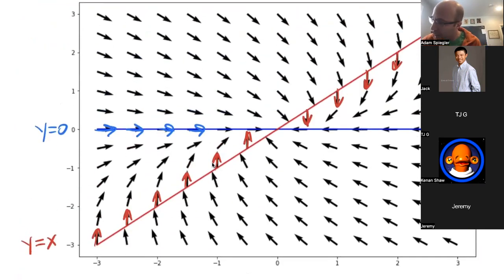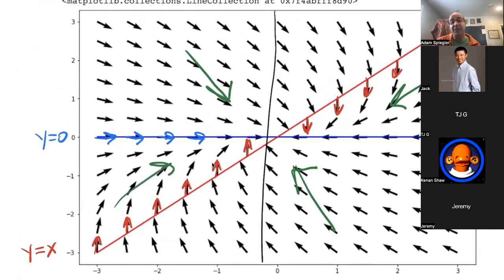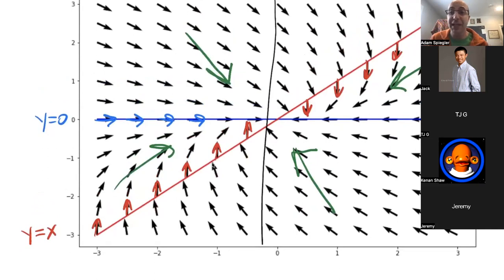And this was what we more or less had over here. And so here again, you can see we have these 4 regions. In this region, things are generally going down and to the right. Here they're going down and to the left. Here they're generally going up and to the left, and then up and to the right. So it matches our analysis that we got with the nullclines. Okay, so these are the X and Y nullclines.